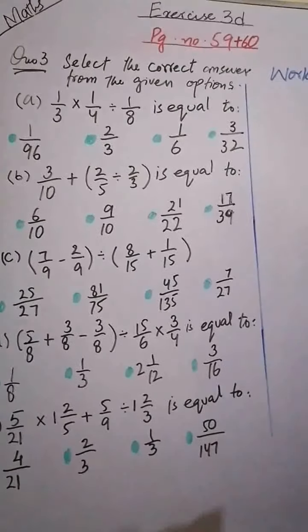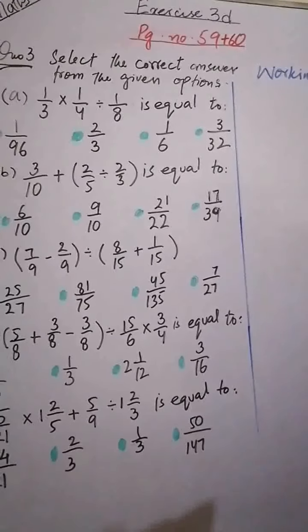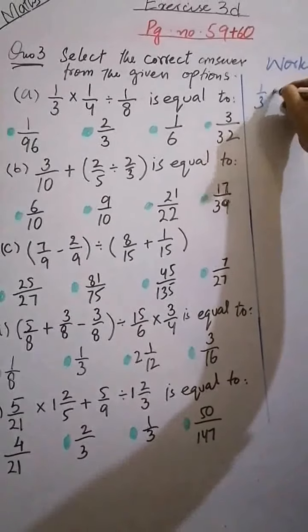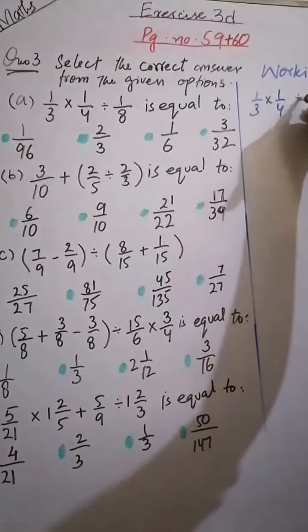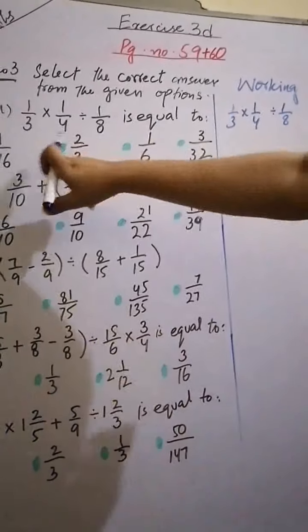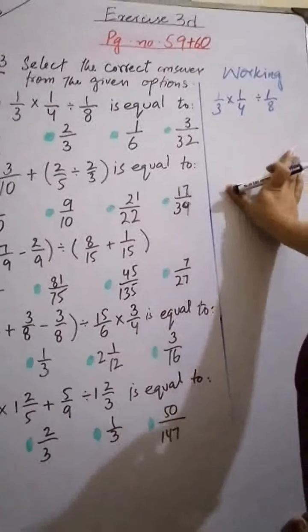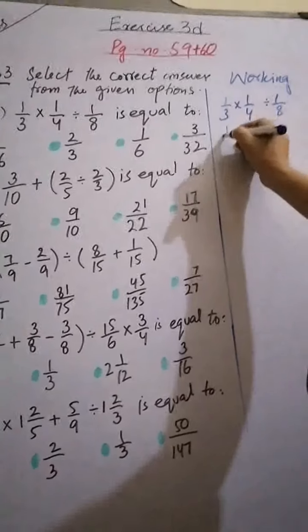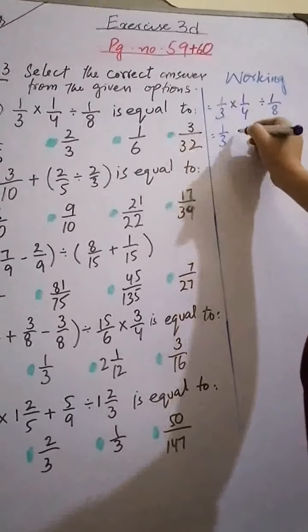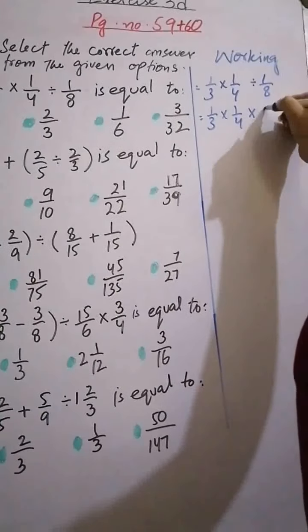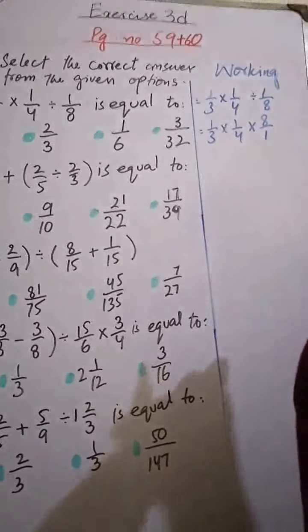Select the correct answer from the given options. Okay. Now part A is 1 by 3 multiply 1 by 4 divided by 1 by 8. There are 4 answers. Which one do we have to choose? First of all, we have to solve. Then we will write the answer. Right? It's 1 by 4, divide will be changed into multiplication. 1 by 8's reciprocal is 8 by 1.